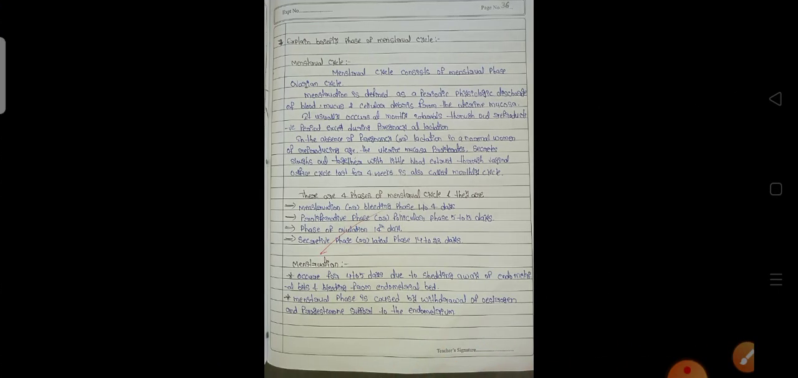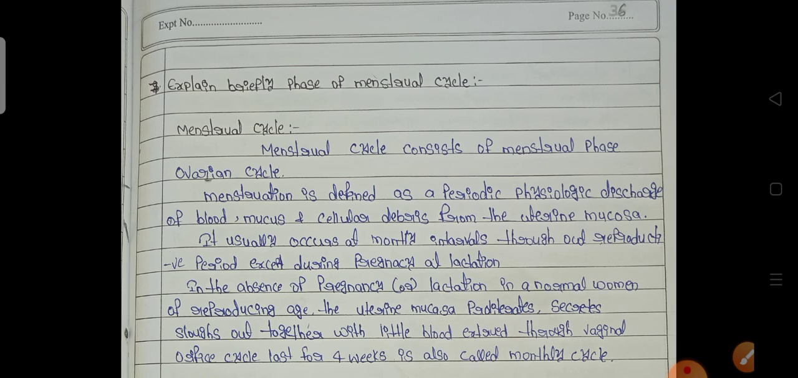Next, sixth question, seventh question. Explain briefly the phases of the menstrual cycle.